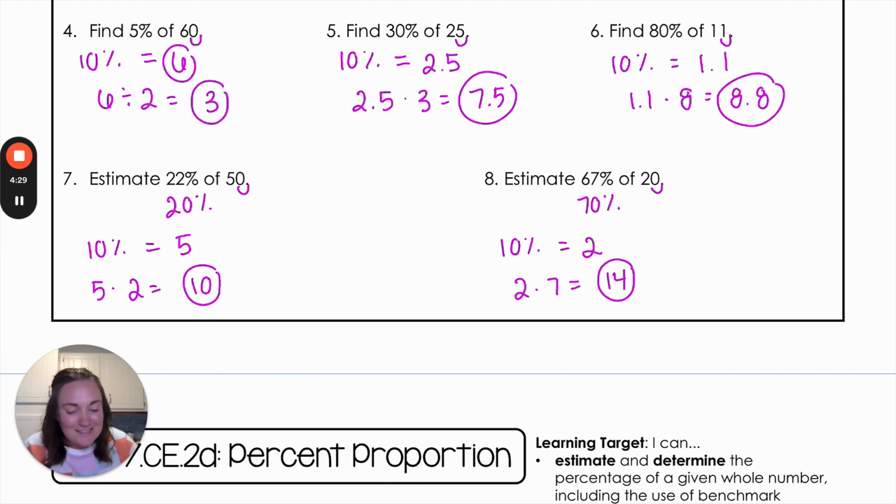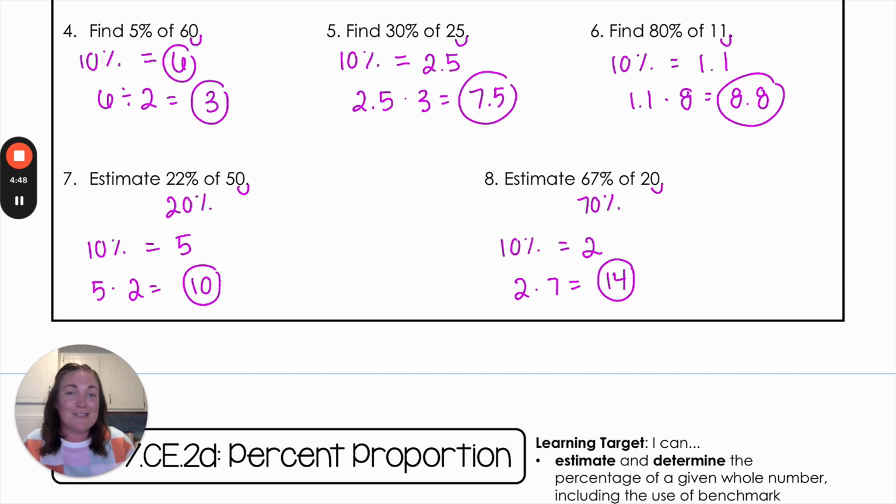So we know that 67% is pretty close to 70. And so if I start with that 10% of 20, moving that backwards once, I get 2. We know that 70% is 7 times that 10%. So 2 times 7 gives us 14. And when we actually do 67% of 20, we get 13.4.